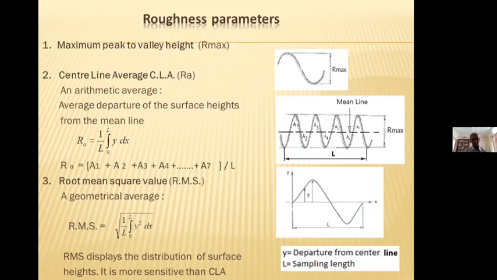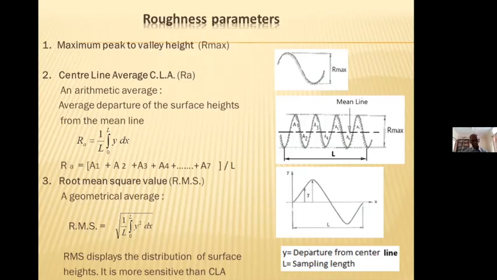Now, next comes the centerline average. The centerline average is quite widely used on the shop floor because it's an easy way of giving the arithmetic average of the departure of the surface heights from the mean. So what we do here is we take the height of the surface y, which is a function of x.